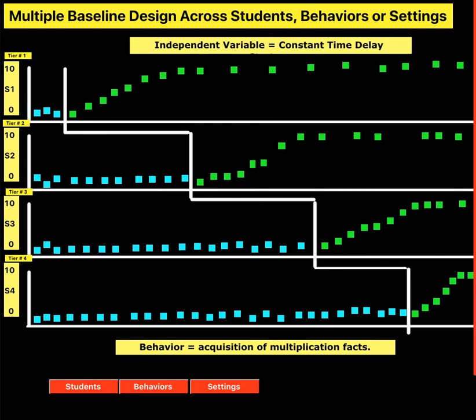Now, you can have a multiple baseline design across behaviors also. Take a look at the tier, under tier 1 on the left-hand side, and you'll see B1, which means behavior 1. B2 is behavior 2. B3 in tier 3 is behavior 3. And in tier 4, B4 is the behavior number 4. So you can have 4 different behaviors from the same student.